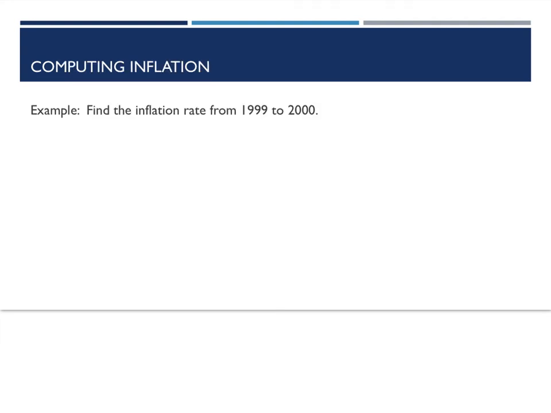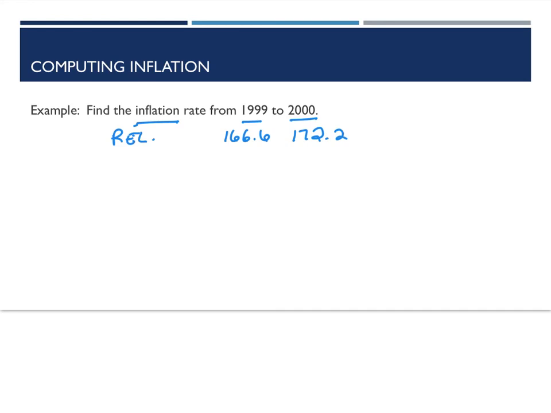And last one, find the inflation rate from 1999 to 2000. Inflation is the relative change in the consumer price index. So the first thing I have to do is refer to my chart to find the consumer price index for these two years. In 1999, the consumer price index was 166.6. In the year 2000, it was 172.2.